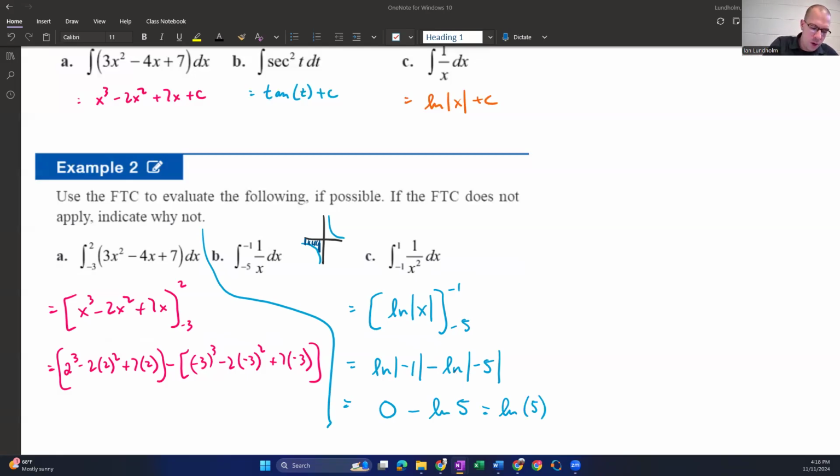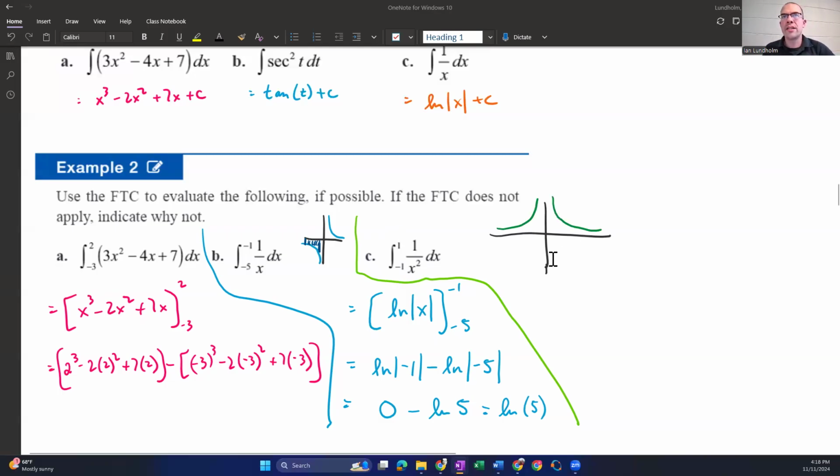This last one, let's do this. We're going from -1 to 1 of this function. Here, let's draw this again. In this case, since we're 1 over x squared, we go up like this. And we do have another discontinuity at x equals 0.